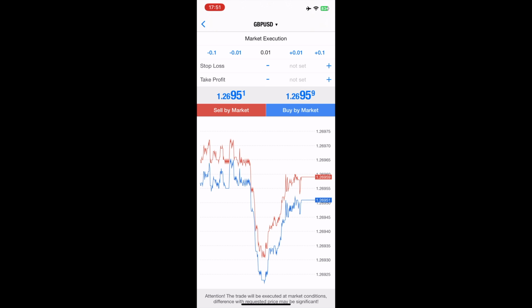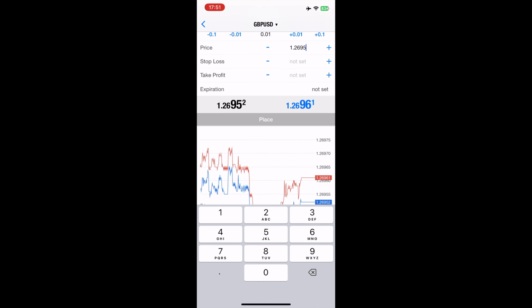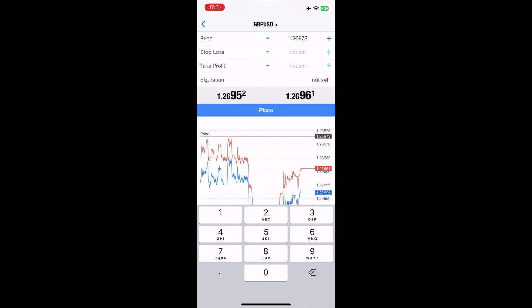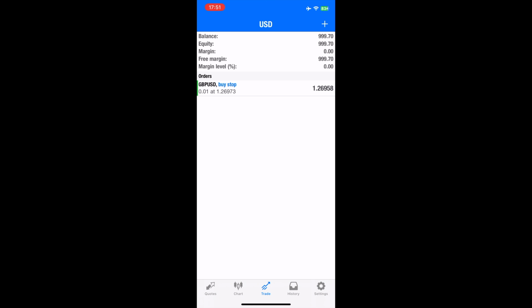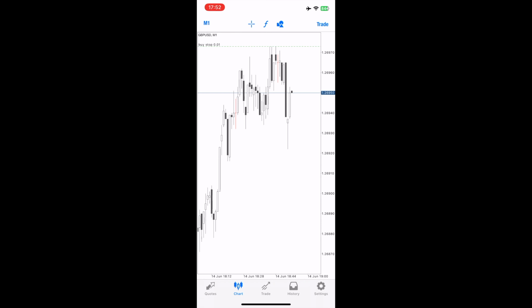So click on the plus, buy stop, 26973, and I can click on place. Can you see GBPUSD buy stop? Can you see now my buy stop is up above? What this means is that I am believing that price is going to come to that area and continue to go up. That's a buy stop.